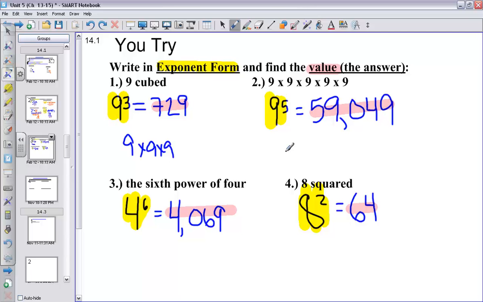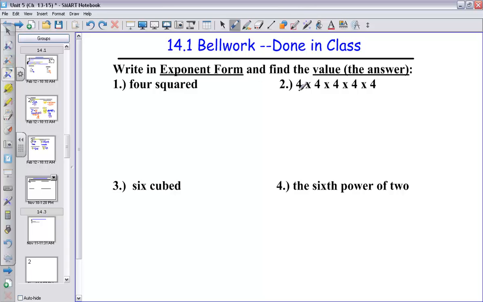9 to the 5th power, my value is 59,049. Again, that's going to be 9 times 9 times 9 times 9 times 9. I think that's 5. 4 to the 6th power, same thing. I'm going to multiply 4 6 different times. And 8 squared is going to be 8 times 8, which is 64.